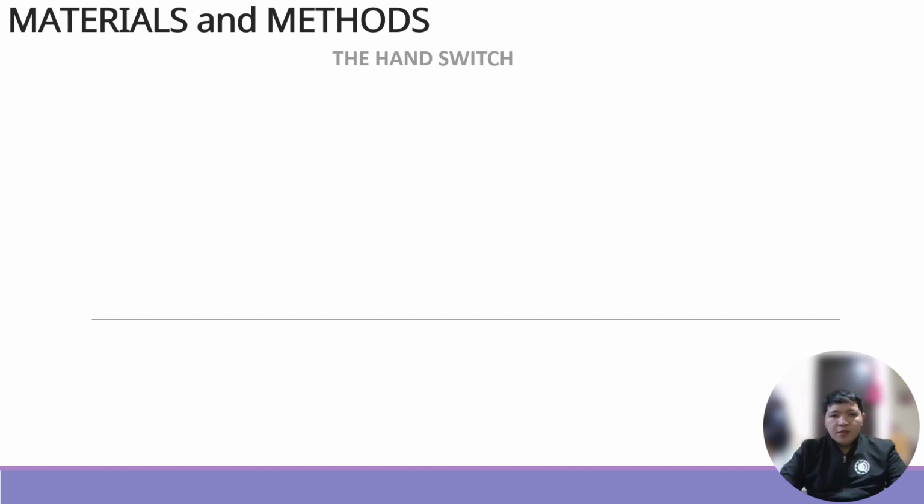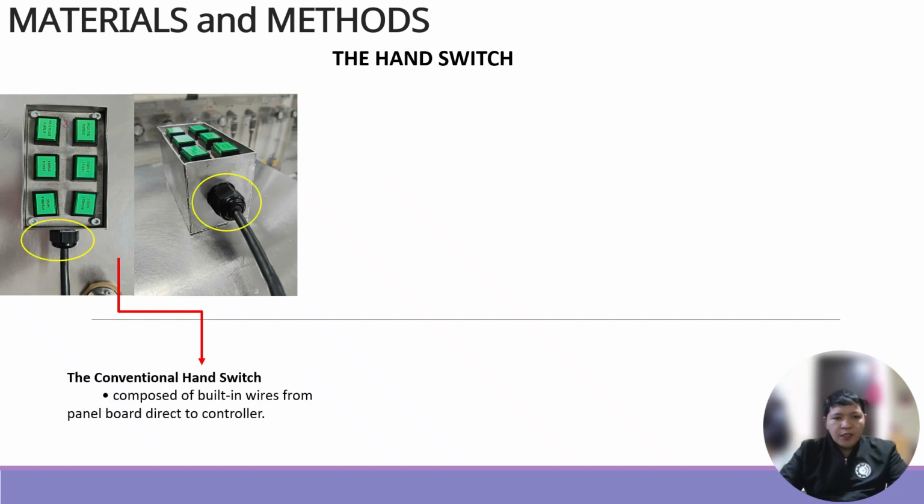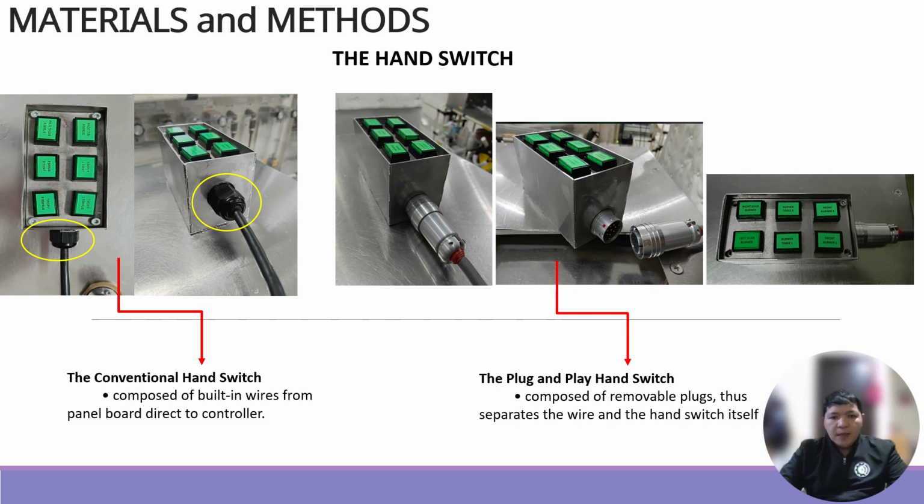Okay, so for the materials and methods, at first we have the hand switch, which is basically our main mechanism that we will be talking about for the whole study. We have the conventional hand switch, which is composed of built-in wires from panel boards direct to control panels. And we also have the plug and play hand switch, which is composed of removable plugs. Thus, it clearly separates the wires from the hand switch itself.